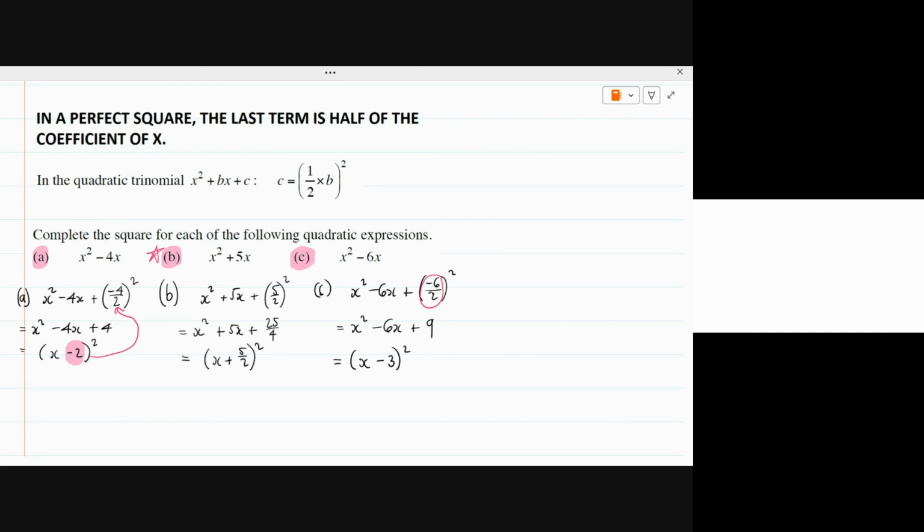Okay, derogatory. It means a bad word. That's what it means.